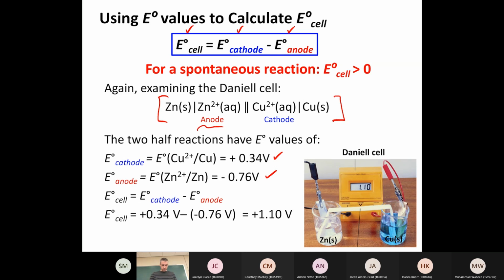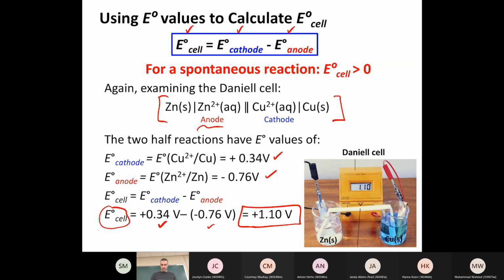Well, the cathode, positive 0.34, minus the E0 for the anode, minus negative 0.76, is positive 1.10 volts. So this predicts the voltage of this cell, and it's the standard potential. It's got the 0. That means everything's 1 molar, or 1 bar if it's a gas. 1.10 volts. That's what we measured right at the very beginning when we first showed this particular electrochemical cell.